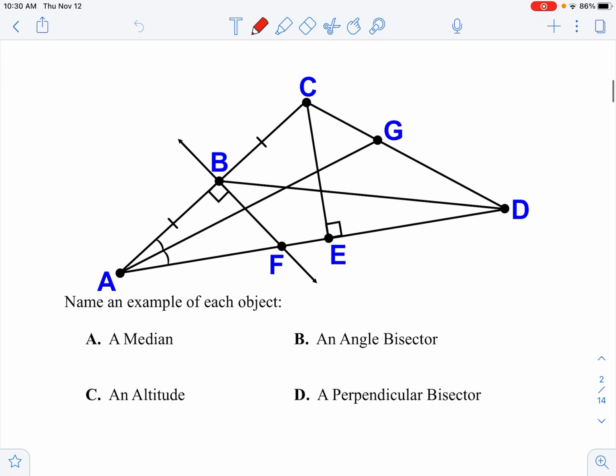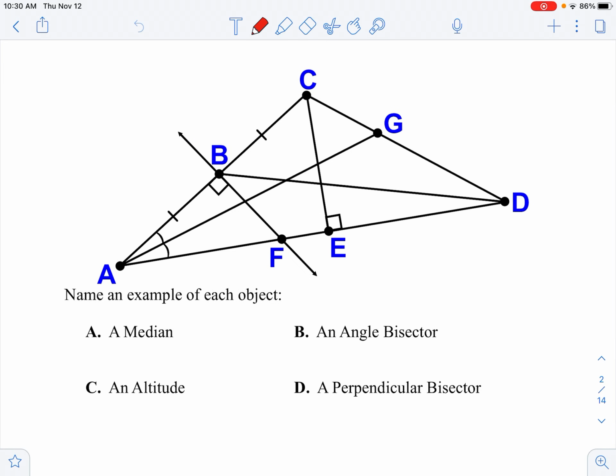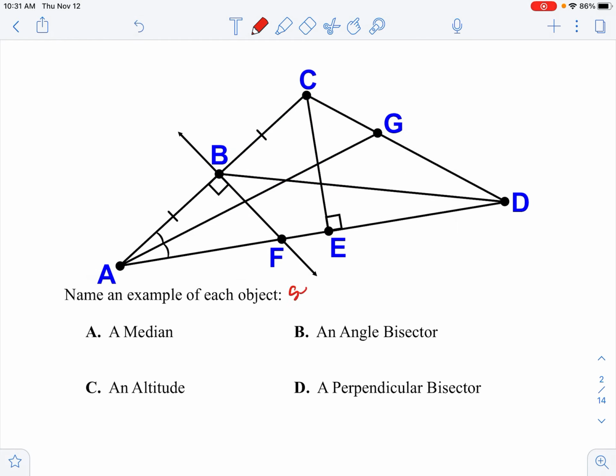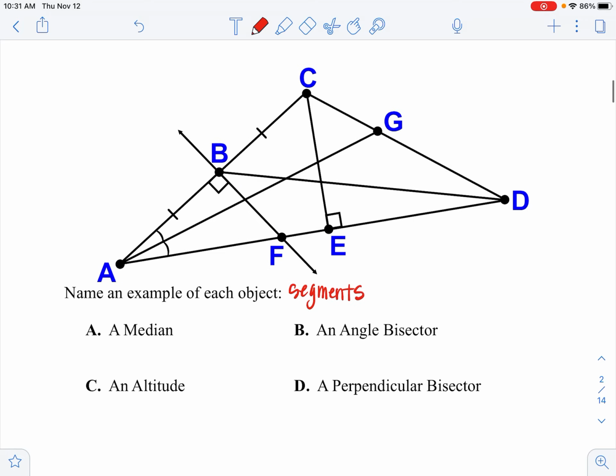Okay, so first a little warm up here. I want to find an example of each. Okay, so we're going to find a median, an altitude, an angle bisector, and a perpendicular bisector. So one thing that you have to remember is that these are special segments in triangles. So all of your answers should be segments, or technically they could be lines.